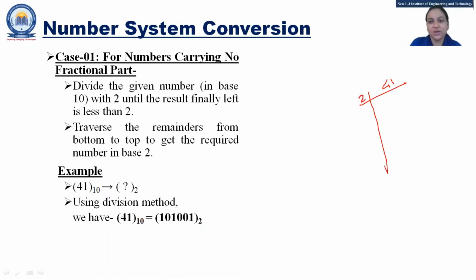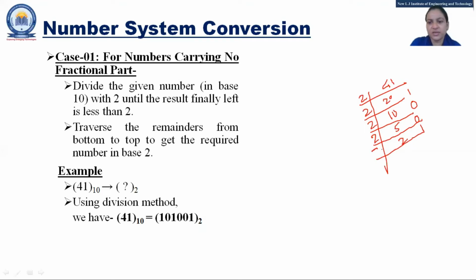Now when 41 is divided by 2, the quotient is 20 and the remainder is 1. Now 20 divided by 2, the quotient is 10 and the remainder is 0. If we divide 10 by 2, the quotient is 5 and the remainder is 0. When 5 is divided by 2, we get the remainder as 1.